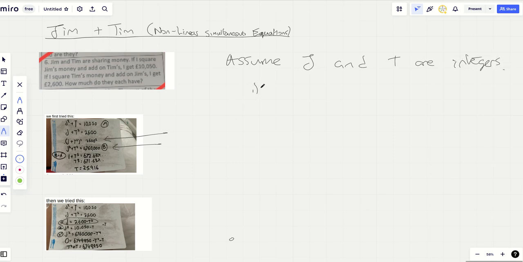Then what have we got? We've got j squared plus t is 10,050, and j plus t squared is 2,600. Well, what I could do is subtract, couldn't I? And I'll end up with j squared minus t squared plus t minus j equals 7450. Then I could use the difference of two squares and factorise this.